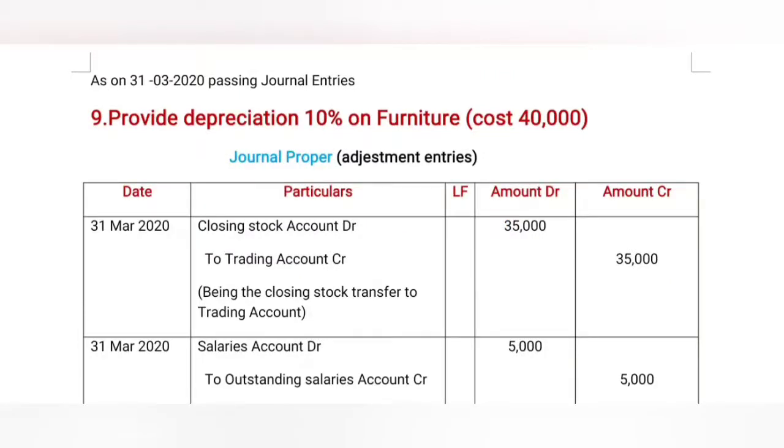Now coming to the 9th one, provide depreciation at 10% on furniture. Here the furniture cost is given, it is 40,000 rupees. According to this transaction, 10% on 40,000 is 4,000 rupees. Here the furniture account is decreased by 4,000, so now the furniture cost is 36,000. This transaction is being posted in the journal. Depreciation is like an expenditure, so that's the reason we debit it. And the furniture account is an asset, its value is decreased, so that's the reason we credit it. Now we are going to prepare this entry.